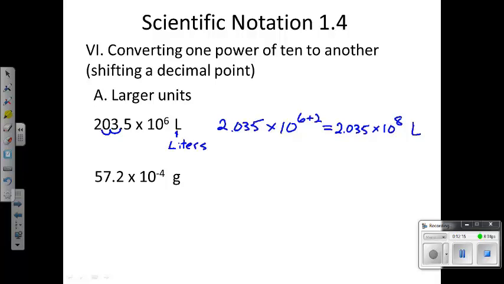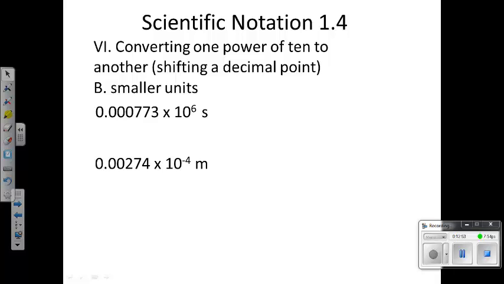The next one, 57.2 times 10 to the negative 4th. Here we want our number to be 5.72, a number between 1 and 10. And in order to do that, we have to move the decimal place to the left 1 space. So left, up. So we're going to add to the exponent of minus 4. Minus 4 plus 1 is minus 3. And we'll put grams on there. All right, so moving the decimal place to the left, we increase the exponent by the number of spaces.